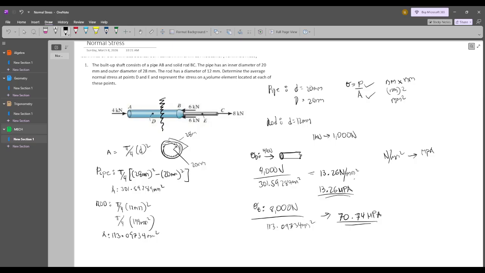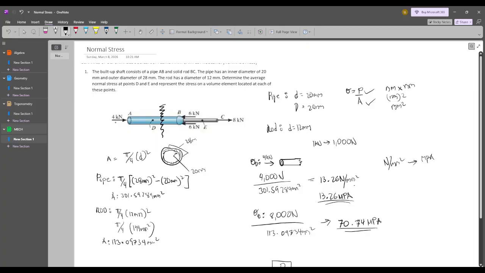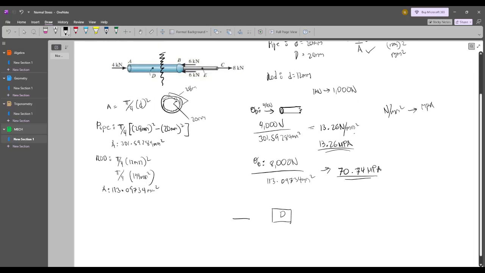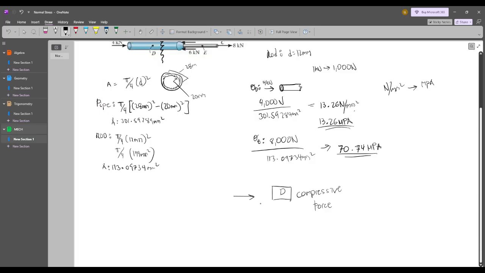Now we need to determine what the stress represents in relation to the outside forces. So we know that at point D, we can see that it goes to the right, meaning it's a compression. It's experiencing a compressive force. Because if we apply the logic of equilibrium, if this is going to the right, then the other force must be going to the left. That's why it's being compressed at point D.